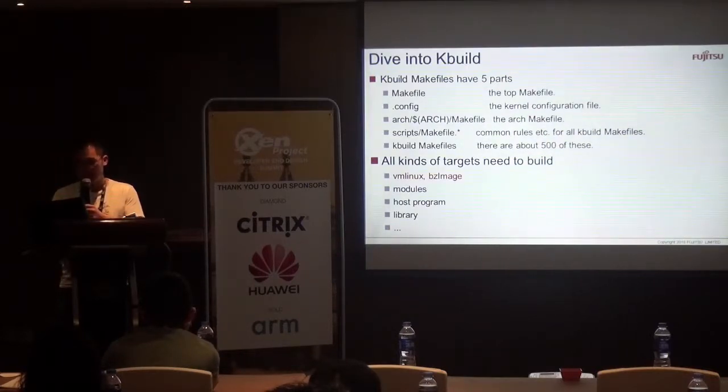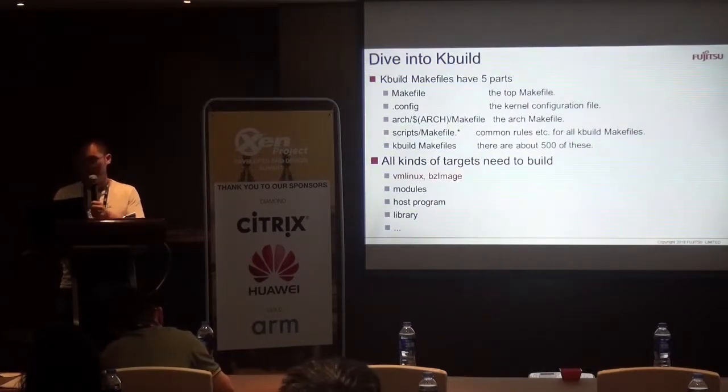There are many targets that need to be built during kernel building. We will just focus on the vmlinux file and the bzImage file, which is just the kernel itself.